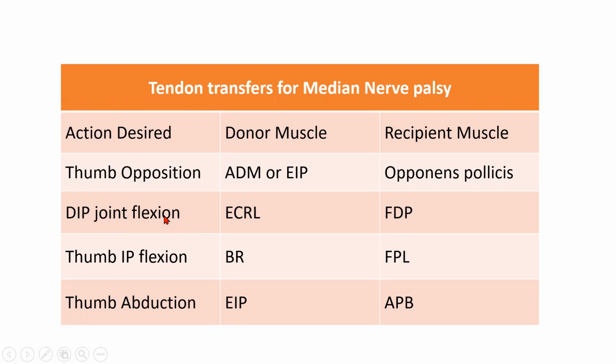See, DIP joint flexion, right? This is for median nerve palsy where these two are lost. The IP joint flexion of F2 and F3 is lost. Here, you can use ECRL, which is supplied by the radial nerve or the posterior interosseous nerve. That can be rerouted to these two tendons. This is one procedure. Otherwise, you can use the remaining two slips.